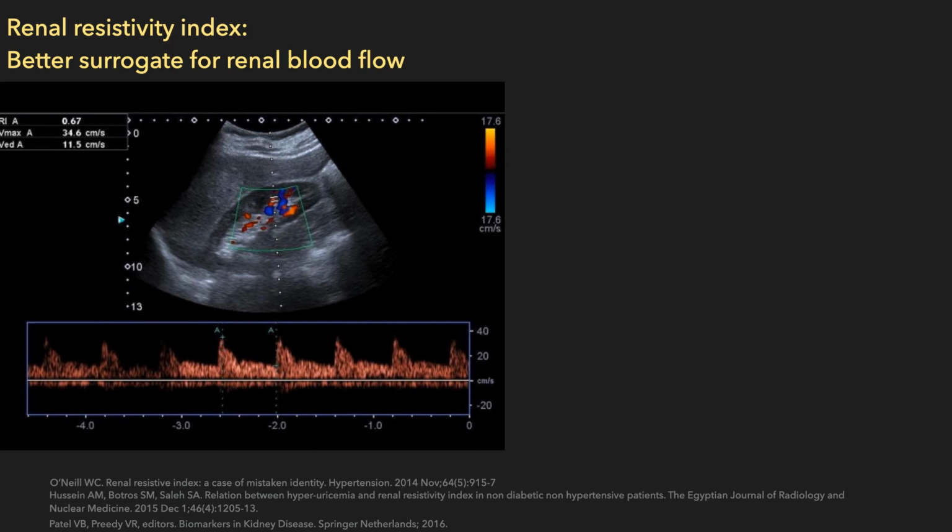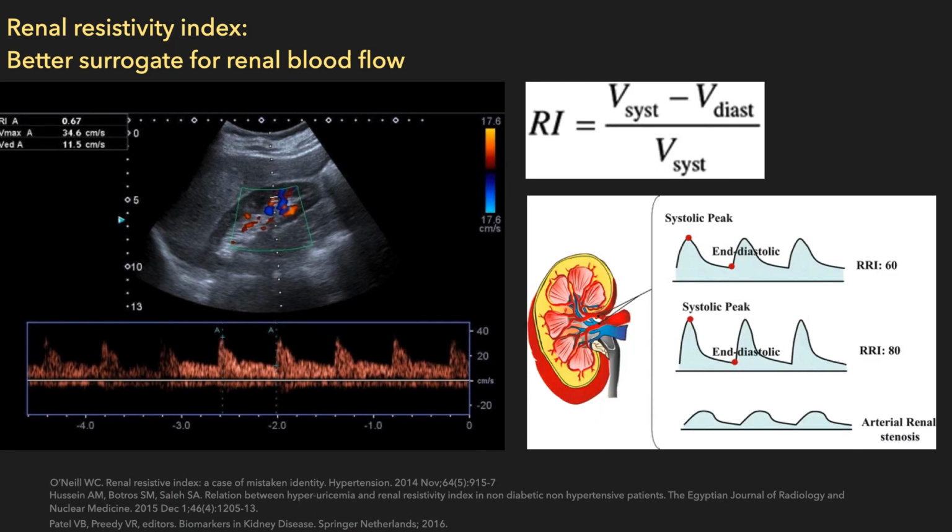pulse wave Doppler in a renal artery, and then you can measure a systolic and diastolic velocity. So you can see from here that in the pulse wave Doppler, there's a systolic peak and a diastolic velocity. By calculating the renal resistivity index, you can see whether the patient is having adequate renal perfusion. A resistivity index of more than 80% just means that you have a high risk for progression of your kidney injury.